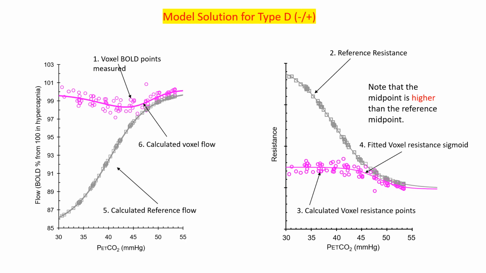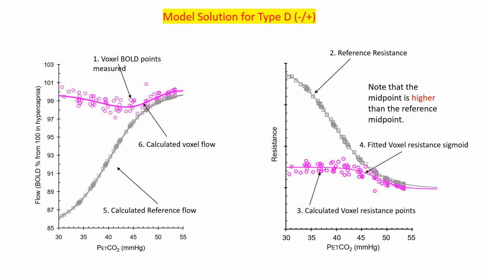Finally, here is the model solution for a type D voxel BOLD response to CO2. And the graphs are as shown before. Again, the model takes the voxel measured points in the left graph and converts them to resistance with a sigmoidal fit in the right graph. And that voxel resistance sigmoid is used to calculate the voxel flow response line in the left graph. And as can be seen, the fit is excellent despite the non-sigmoidal response. Note that the midpoint of the fitted voxel resistance sigmoid is higher than the reference midpoint.